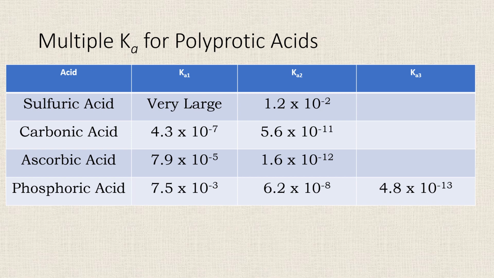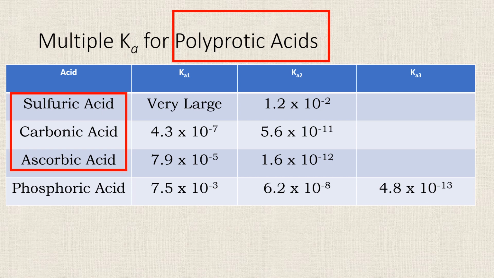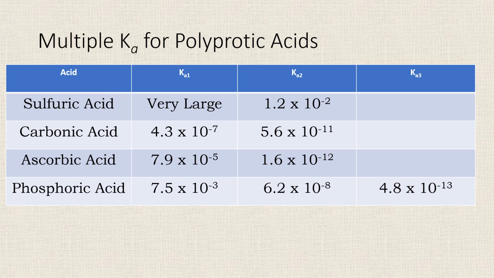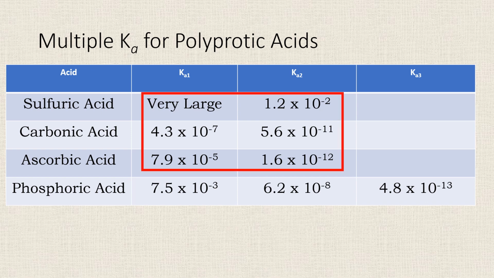This table shows the Ka values for the stepwise dissociation of polyprotic acids. I have included a few examples of diprotic acids and phosphoric acid, which is a triprotic acid. Notice for diprotic acids, sulfuric, carbonic, and ascorbic acids, there are two Ka values, one for each proton dissociation.